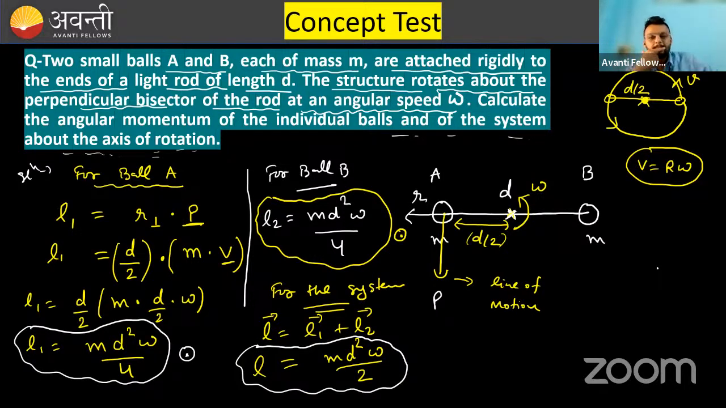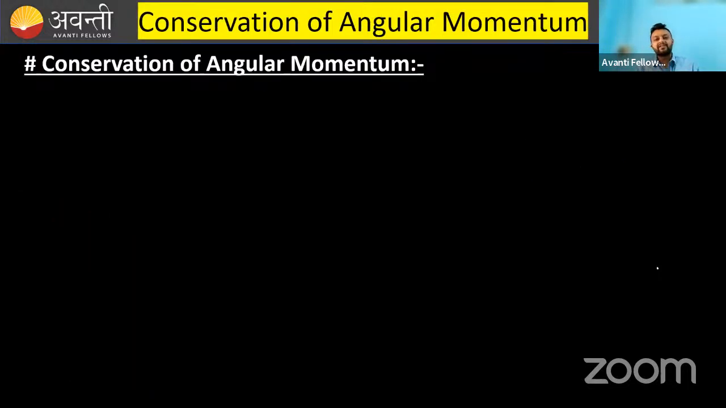This is the main thing. I hope you have learned about the angular momentum right now. Before moving further, I just want to ask you a few things. Angular momentum is a phenomenon that is quite obviously seen during the Olympics. Athletes use these concepts.